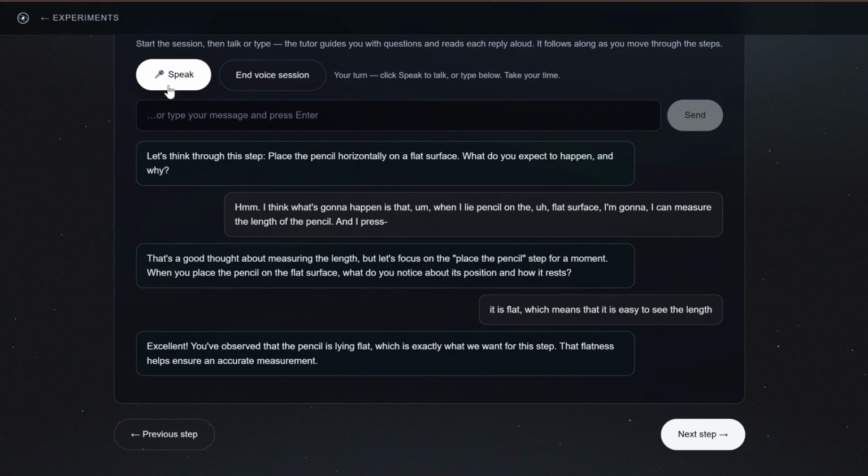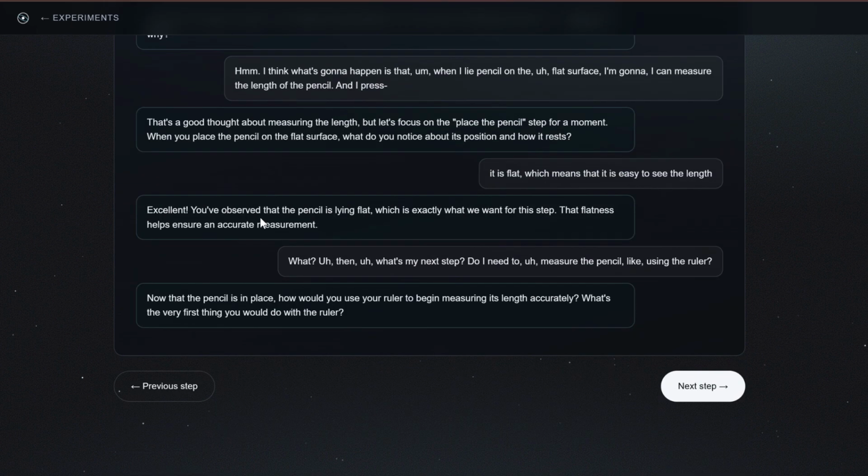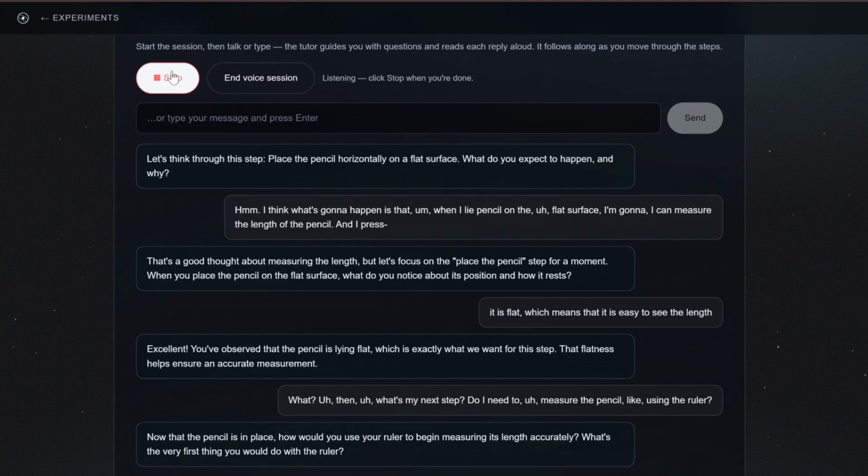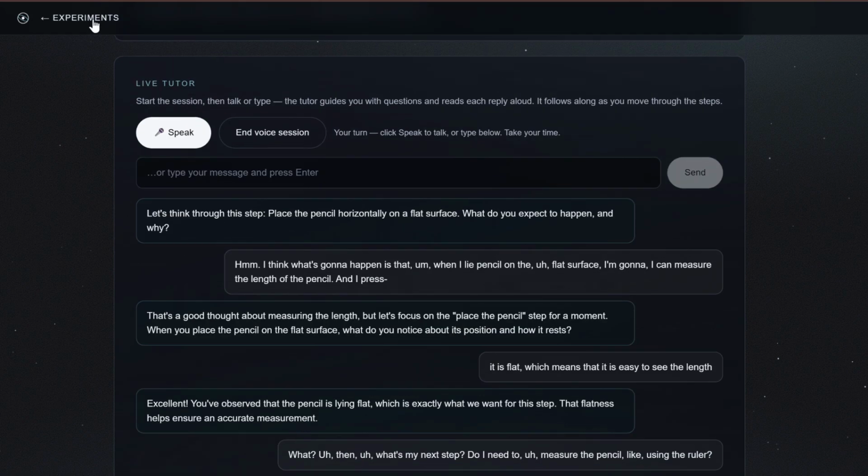Yay! So now I can speak. But then what's my next step? Do I need to measure the pencil using the ruler? Now that the pencil is in place, how would you use your ruler to begin measuring its length accurately? What's the very first thing you would do with the ruler? So exactly, that's how it works. It is very similar to the experiment, except that you're just chatting with the AI agent, which is a Socratic tutor.